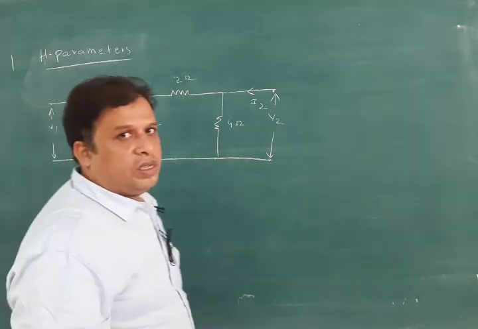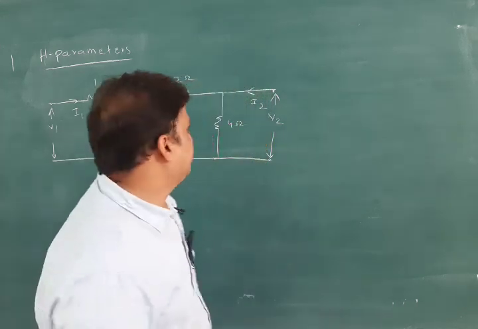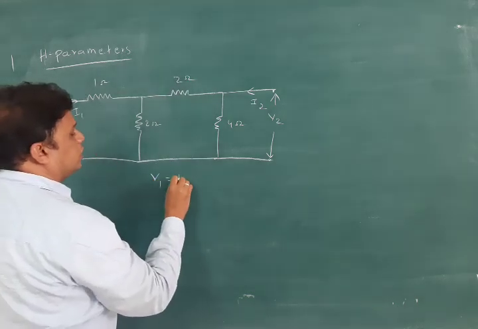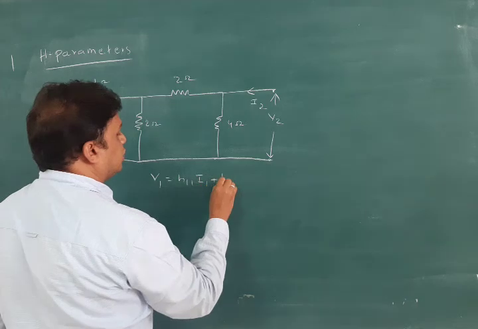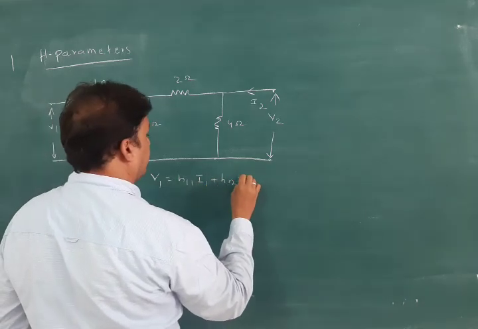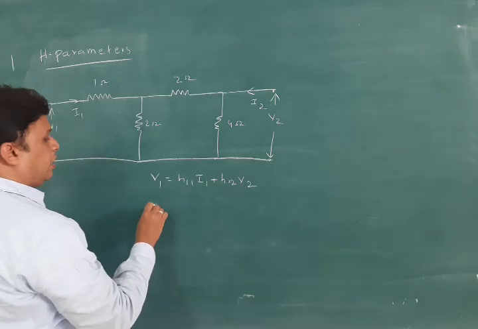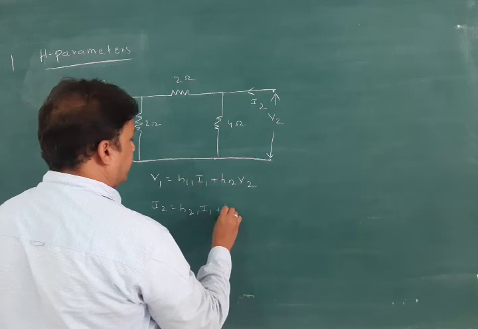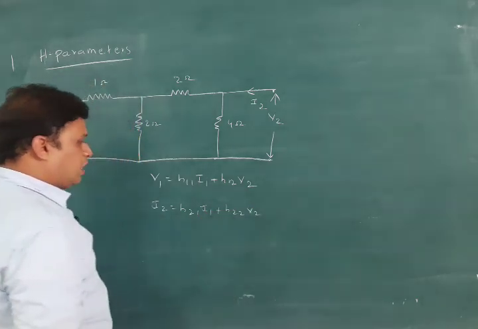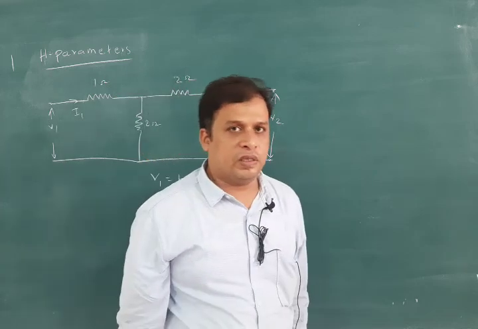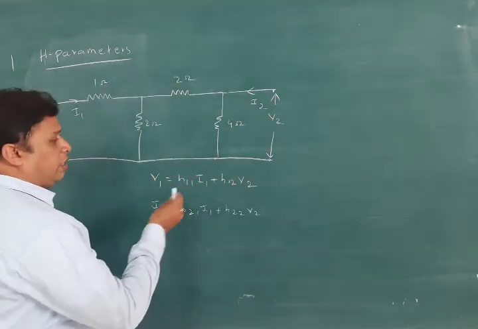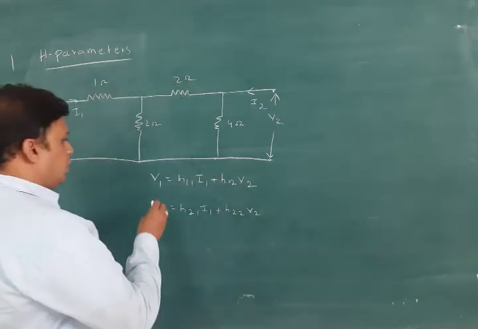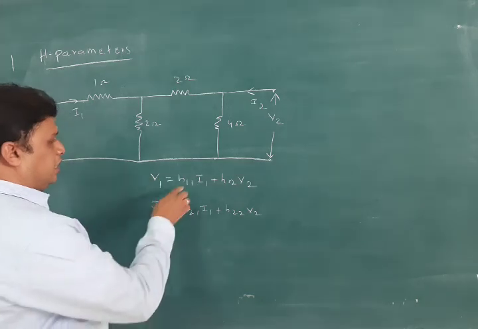Now we have to write the equations first. What is the equation? V1 is equal to H11 I1 plus H12 V2, and I2 is equal to H21 I1 plus H22 V2. These are the equations governing the H parameters. V1 and I2 are the dependent variables, and I1 and V2 are the independent variables here. From these, what we have to do is find the H parameters.